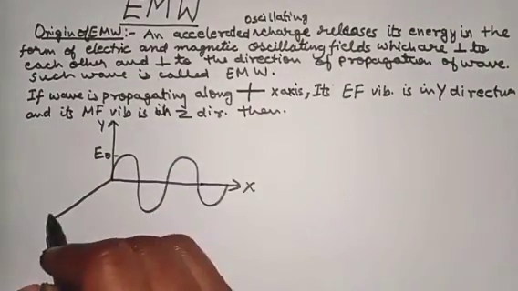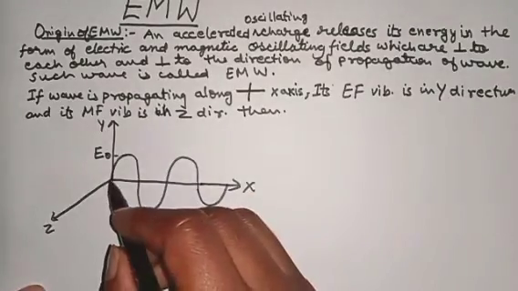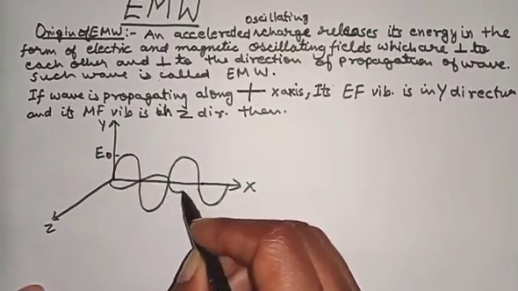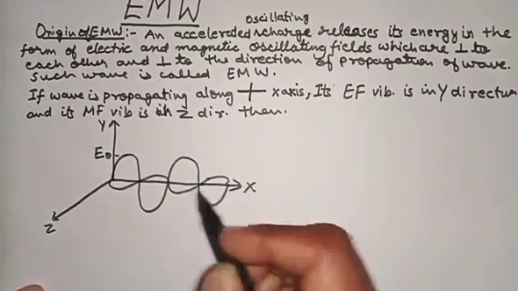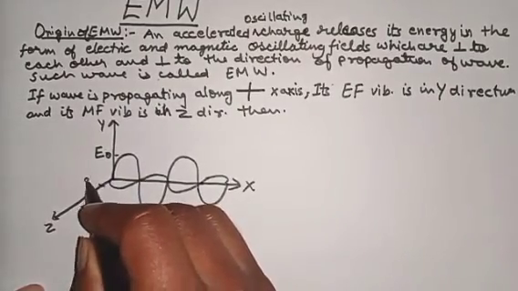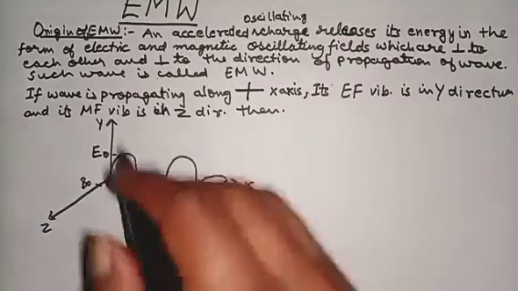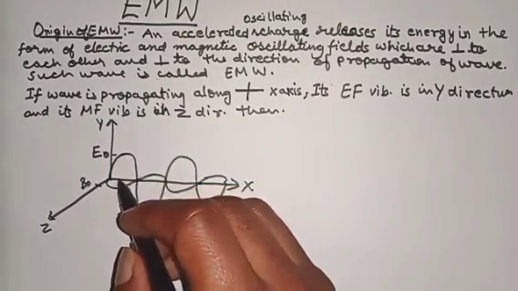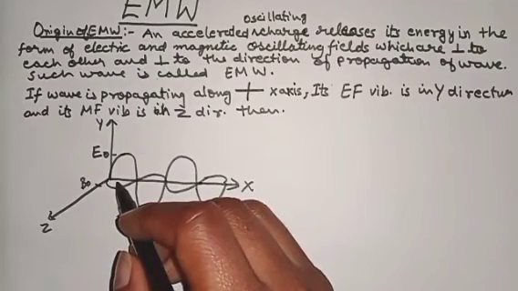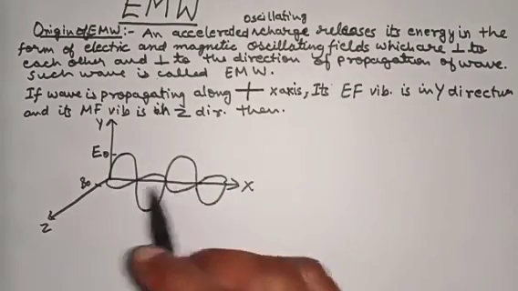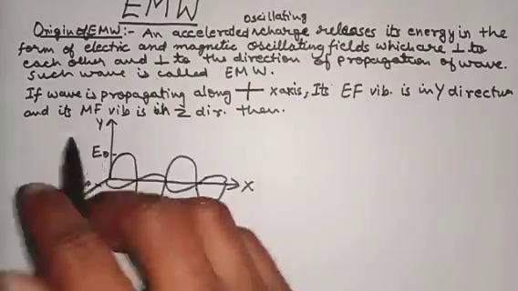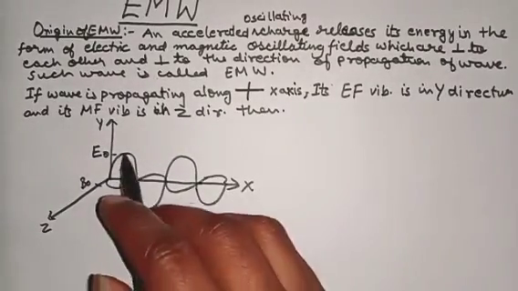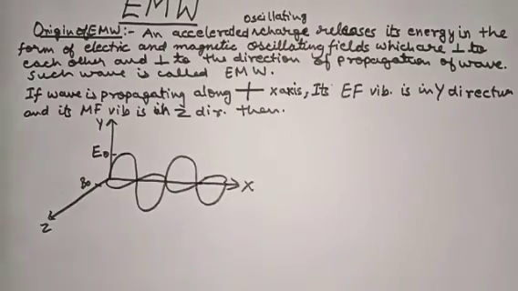And along the z direction we have the magnetic field. I show it with a smaller amplitude, so its amplitude is B naught. Here it is the electric field's value, and here it is the magnetic field value. So in this situation, in which the wave is propagating along the x-axis, its electric field is along y and the magnetic field is along the z-axis.